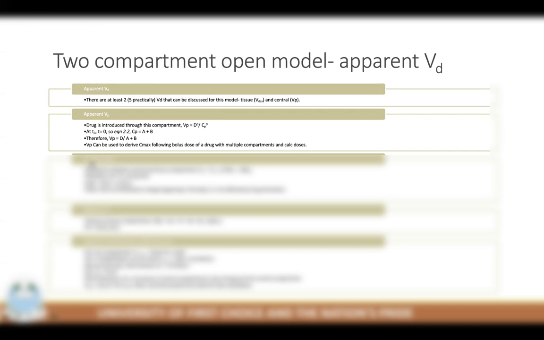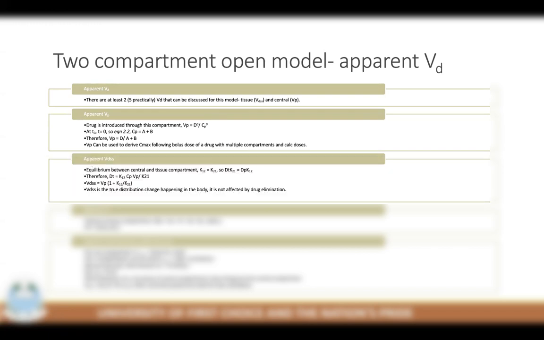Now, let's quickly look at apparent volume of distribution at steady state. When equilibrium is reached between the central and tissue compartment, the rate of movement of drug from central compartment to the tissue compartment is equal to the same rate from the tissue compartment back to the central compartment. Remember, I mentioned that at that point, K12 becomes equal to K21, right?